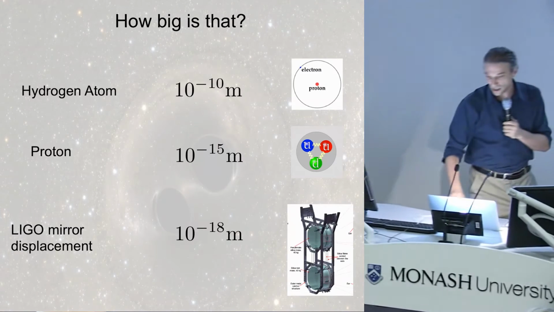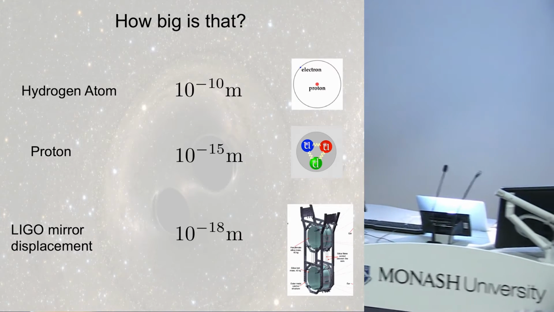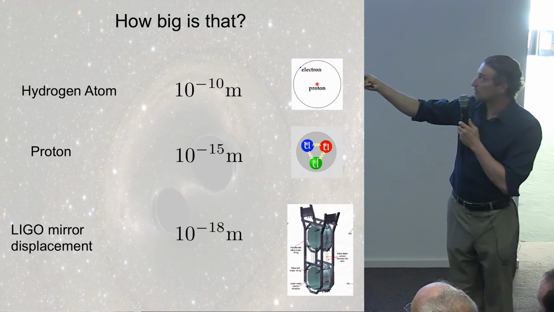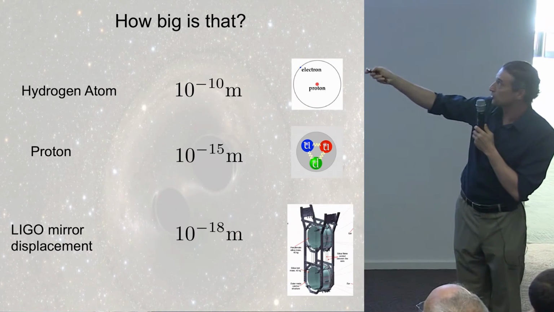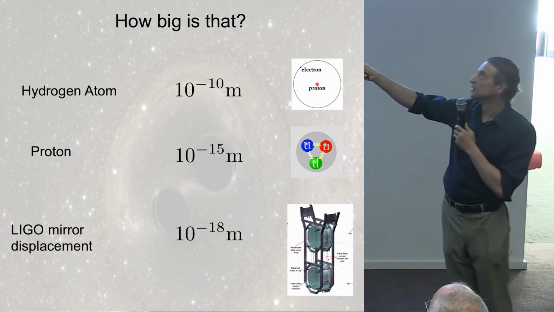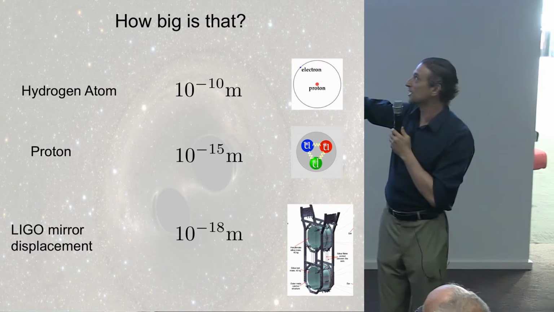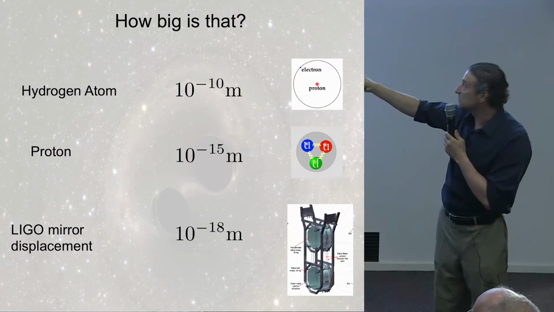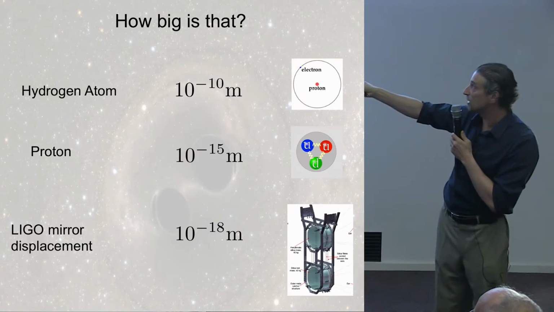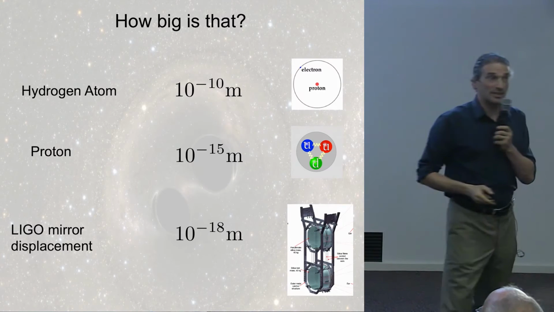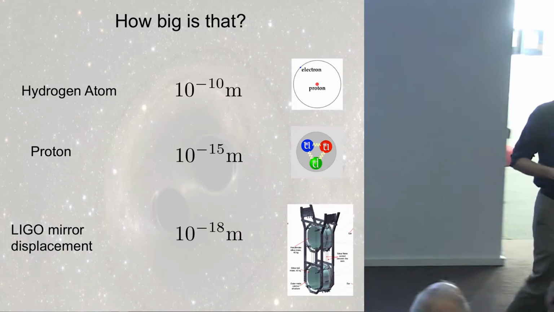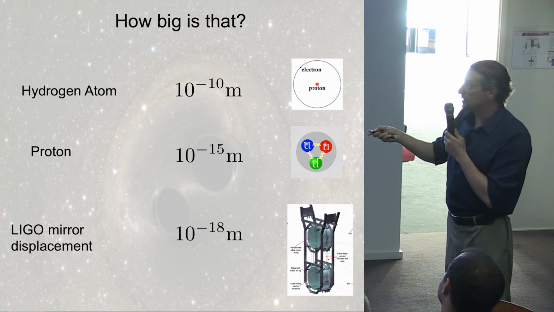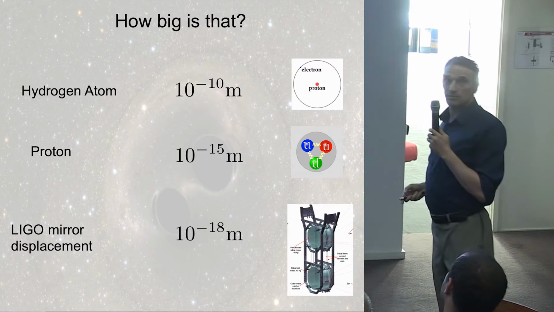Let me tell you just how small. The size of a hydrogen atom is about 10 to the minus 10 meters. So this is a conceptual, minimalist picture of a hydrogen atom. At the center of a hydrogen atom, you have a proton. The proton itself is very small. It has a size of 1 Fermi, or about 10 to the minus 15 meters. The displacement of the LIGO mirror that we have to measure is 10 to the minus 18 meters.